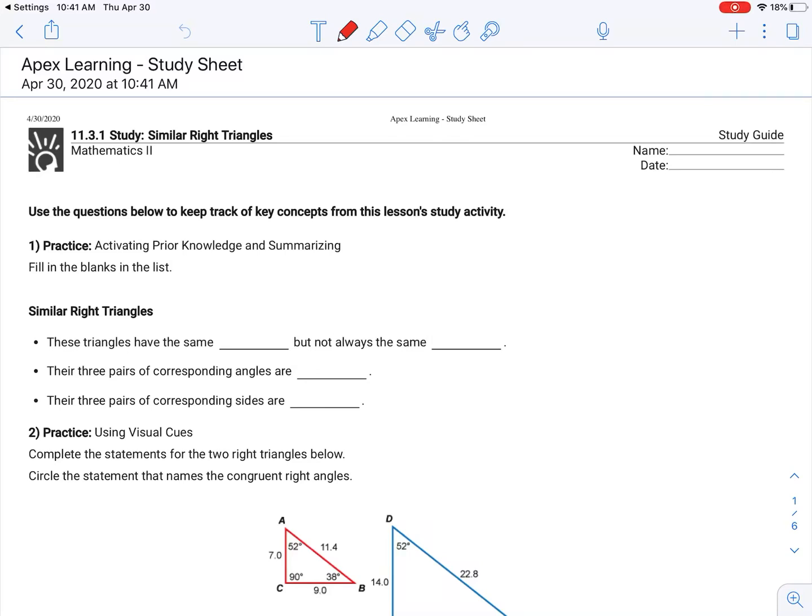Okay, here is the 11.3 study guide. All right. So you should have already done the lessons and have an idea of what this is about. So let me help you through these.